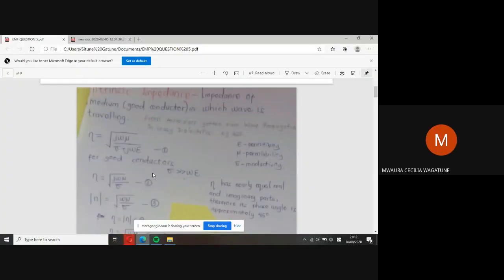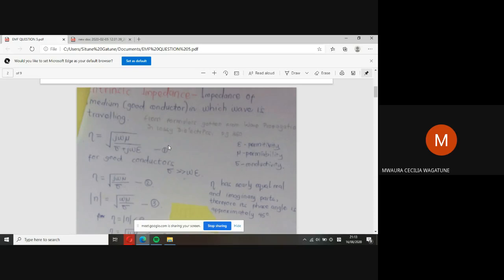So intrinsic impedance is that impedance of a medium. In this case, we're talking about good conductors in which wave is traveling. So the resistance you get in that conductor when wave is traveling is what we call the intrinsic impedance. So this is the formula here. N is equals to the square root of J omega mu over sigma plus J omega E.